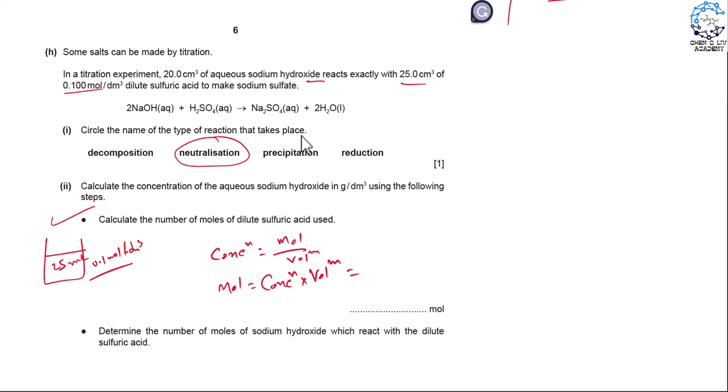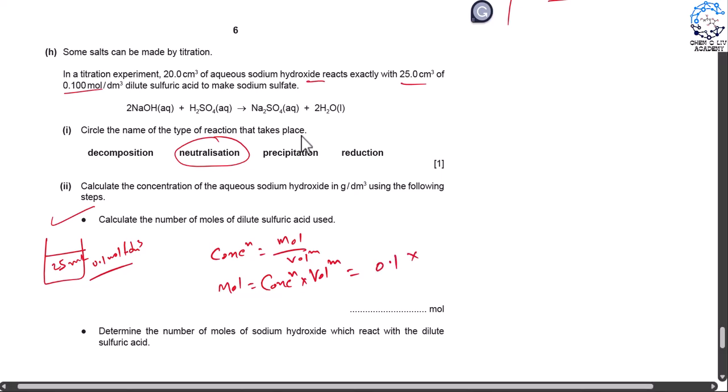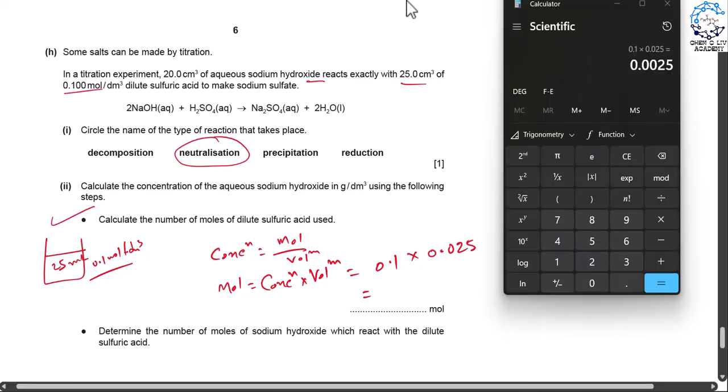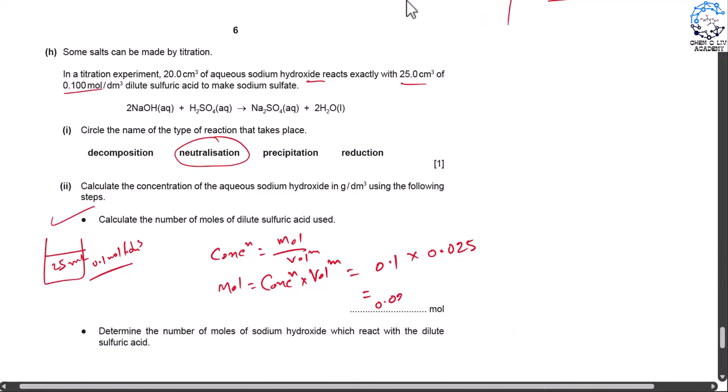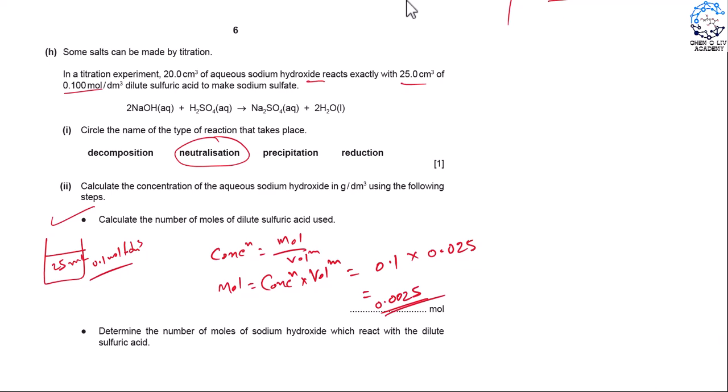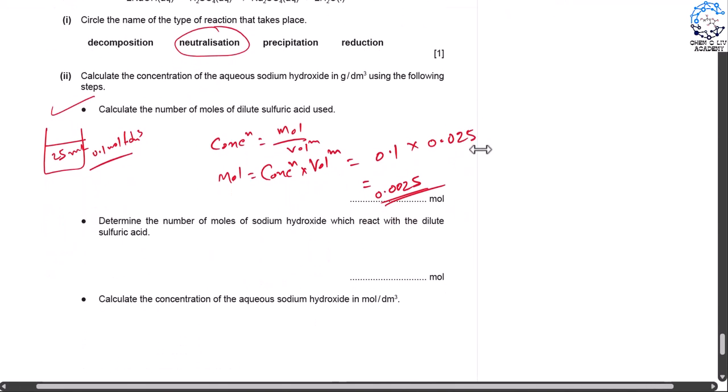So concentration we got 0.1 mole per decimeter cube. Volume is 25 centimeter cube. We need to convert it into decimeter cube, 0.025 decimeter cube. So multiply this one, it will be 0.0025 mole. Okay, now let's move to the next question.